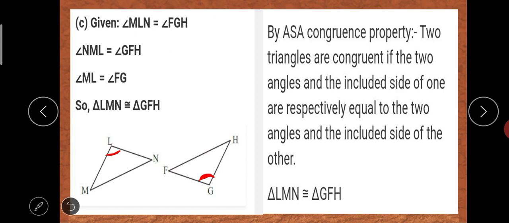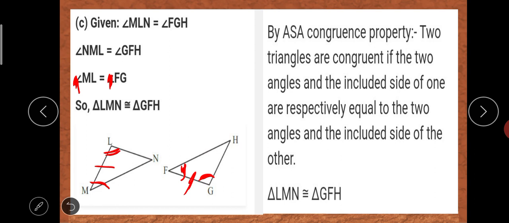NML. So NML means the second angle is formed here. NML is equal to GFH. So GFH means here. Okay. So this one, the second angle is given. Third, what is given here? Sorry, this is not an angle. It is a side. ML. So ML is a side and FG. So this one is also a side. So what we find here is two angles and one side. So here one angle, then a side and then another angle.